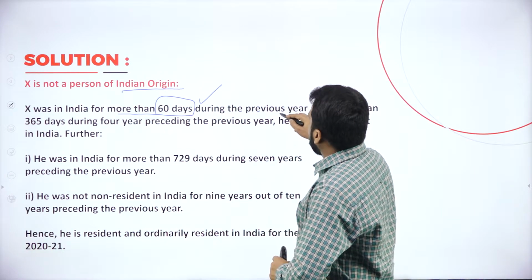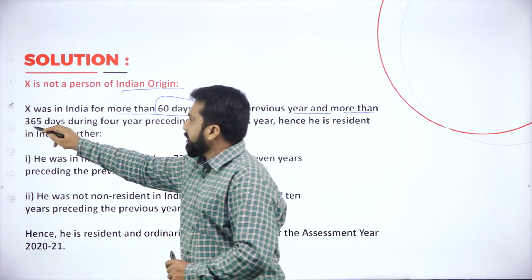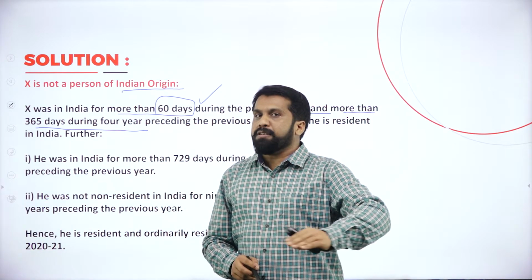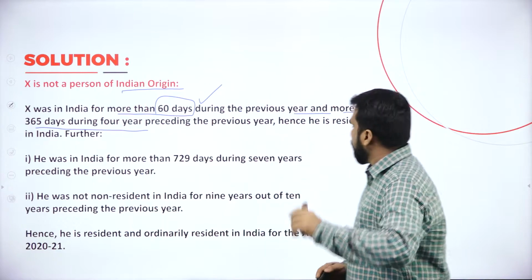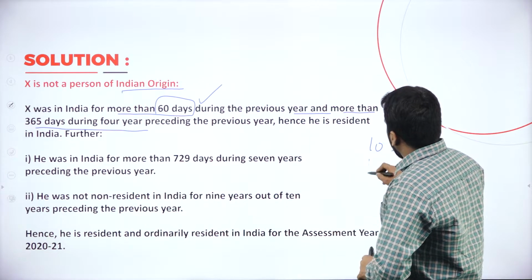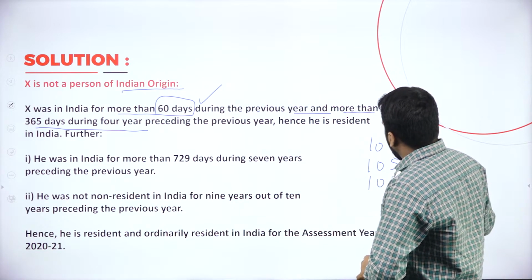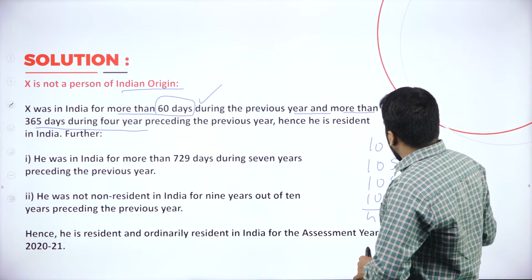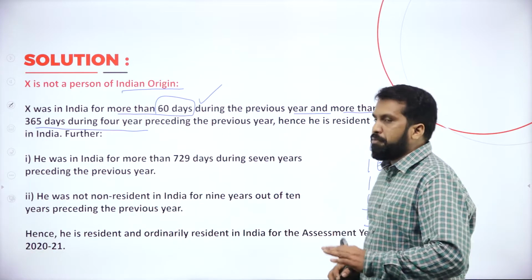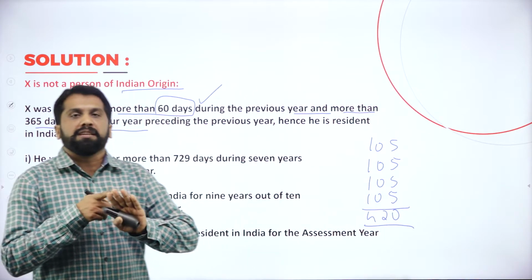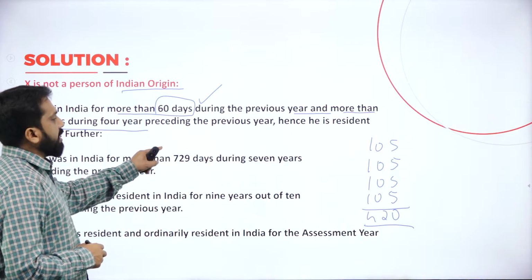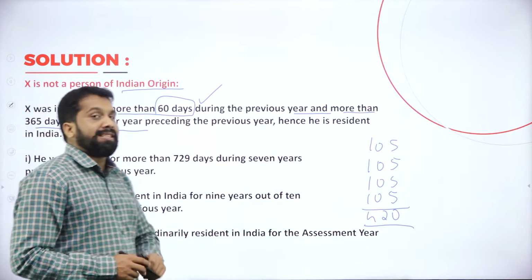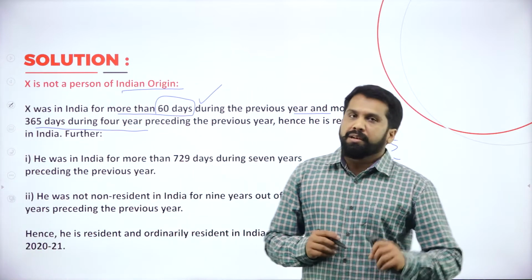Then, during the previous year and more than 365 days for 4 years. How come? Every year he stays for 105 days: 105, 105, 105 and 105. So in total it will be 420. If you consider 4 years, every year 105 means he was there for 420 days. How many days must he be there in India? 365. So I'll explain to you.